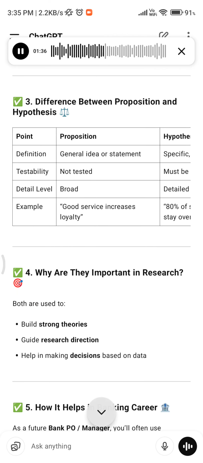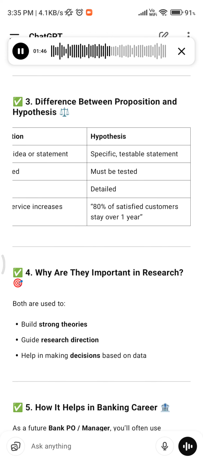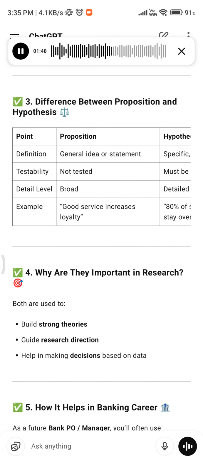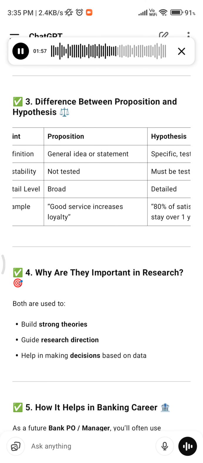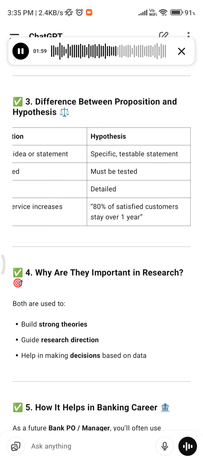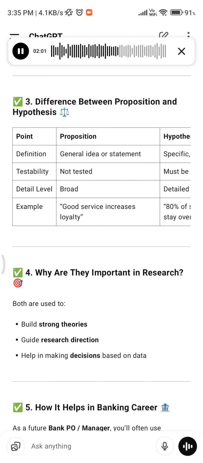3. Difference between proposition and hypothesis. Definition: a proposition is a general idea or statement; a hypothesis is a specific, testable statement. Testability: a proposition need not be tested; a hypothesis must be tested. Detail level: broad versus detailed. Example: "Good service increases loyalty" versus "80% of satisfied customers stay over 1 year."